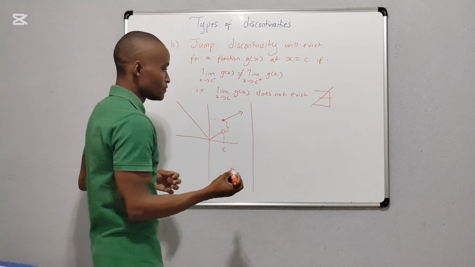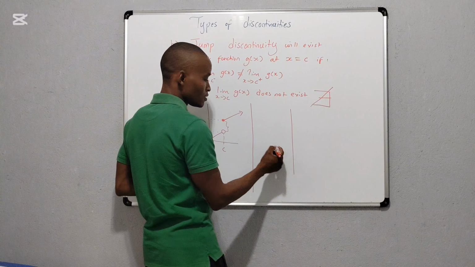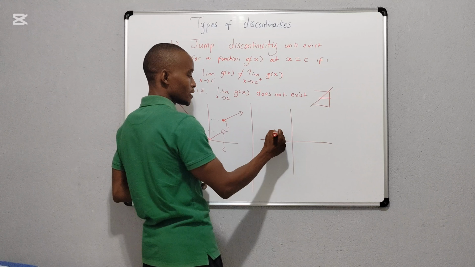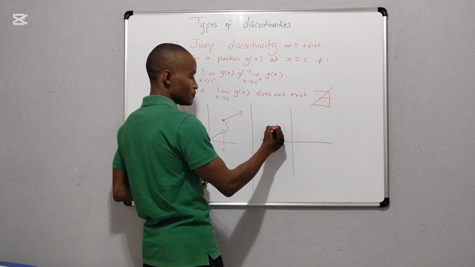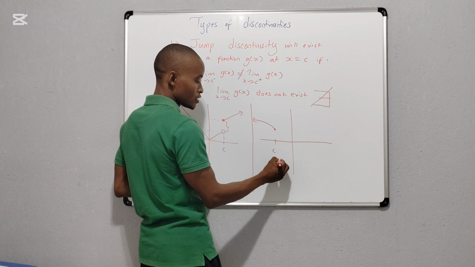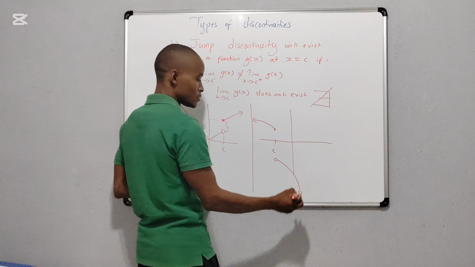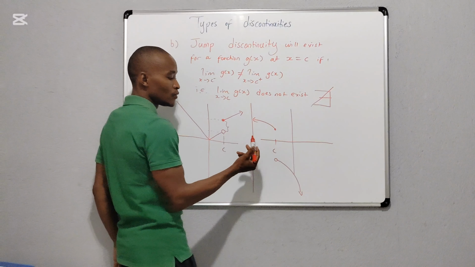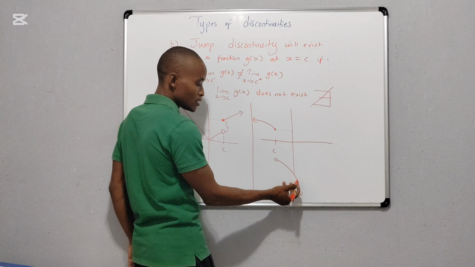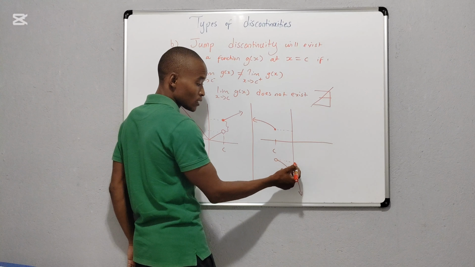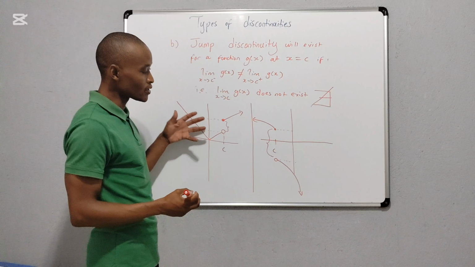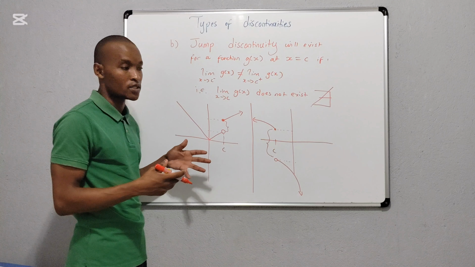If I give you a partial root function, let's take that as our c. So you have a partial root function and a partial parabolic function. Again, when you approach c from the left, you can see the limit will not be the same as the limit of approaching c from the right. Again there is a jump or a gap. So graphically, this is how you spot a jump discontinuity.